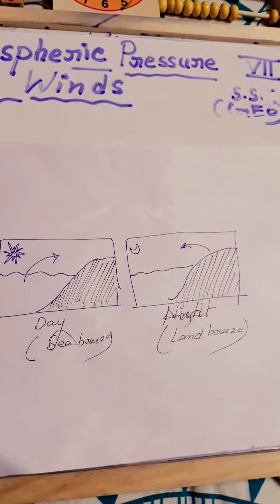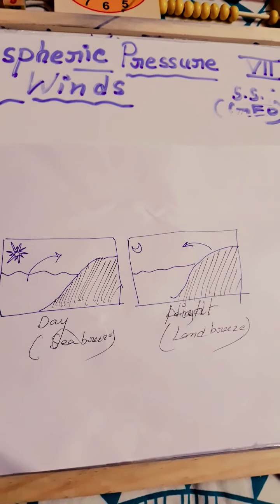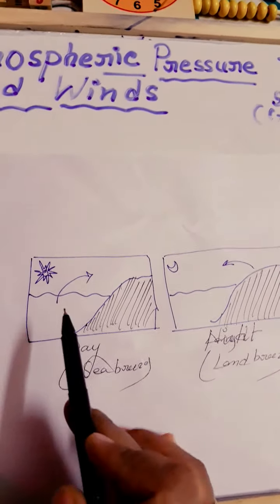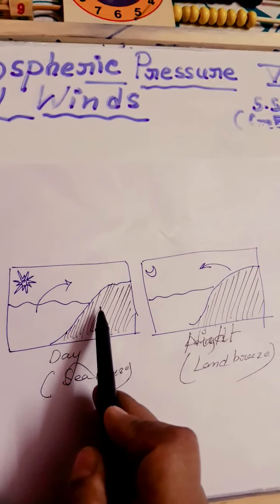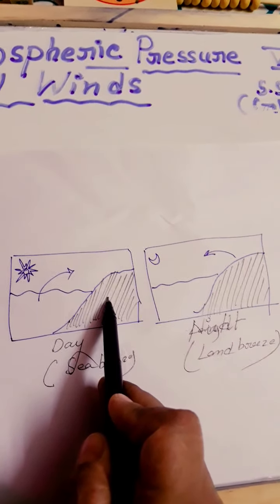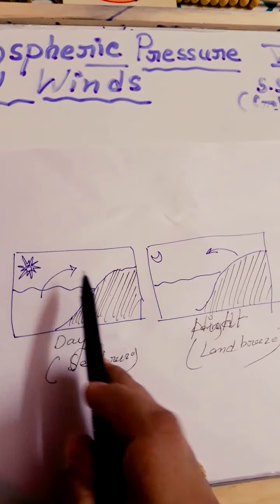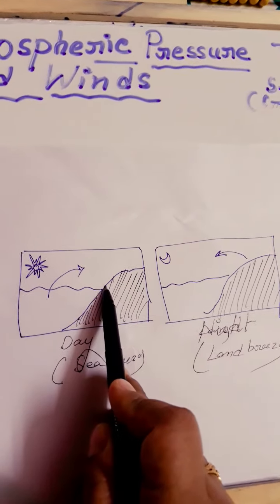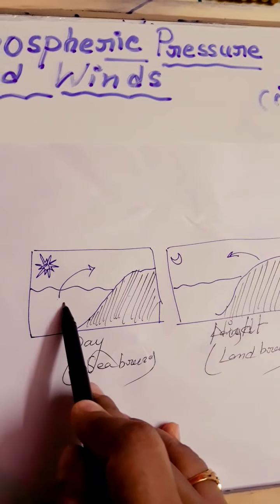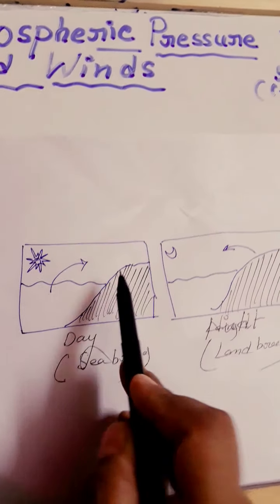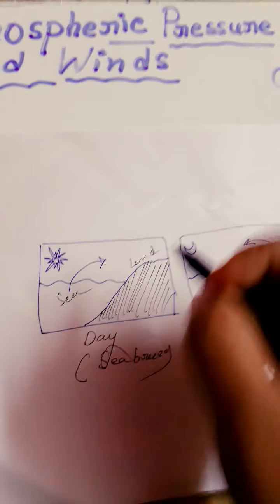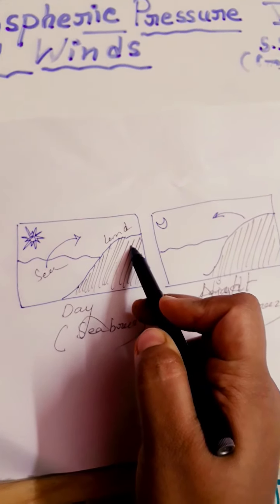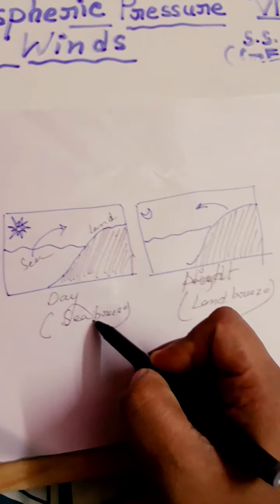As a result, high pressure prevails over the sea and low pressure over the land. There is a high pressure and there is a low pressure in the daytime. Therefore, the wind blows from the sea to the land. When the wind blows from the sea to the land, this is the sea and this is the land, in the daytime it is known as the sea breeze.